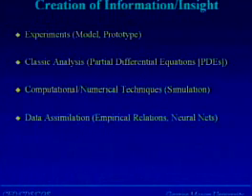So if we want to create information or insight, there are really only four ways of doing this. One is the old-fashioned way of doing experiments. Then there is classic analysis. There is computational or numerical techniques. And then data assimilation by using neural nets. But of course, this is only something you can do once you have all the data.